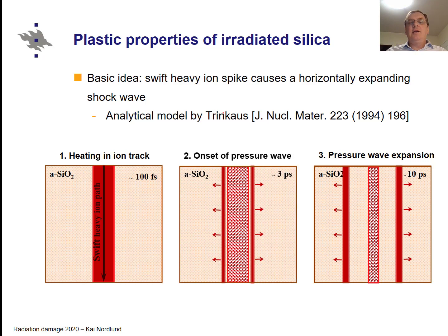And the basic idea of this is that the swift heavy ion causes a horizontal expanding shock wave. So the idea is that you have a high energy swift heavy ion track, which leads to a pressure wave, and the pressure wave expands, and this pressure wave then presses the material sidewise. For each individual track, the effect is quite weak, but when you have thousands of overlapping tracks, eventually this sums up to a significant effect. And this flow effect has also been described with an analytical theory by Trinkaus, so one could say that at least on a qualitative level it's fairly well understood.